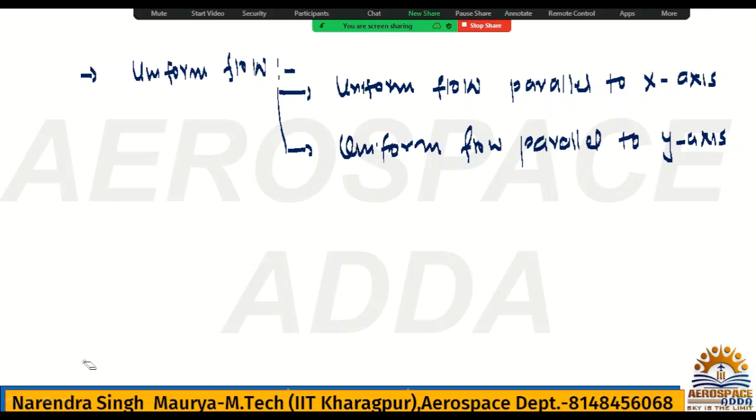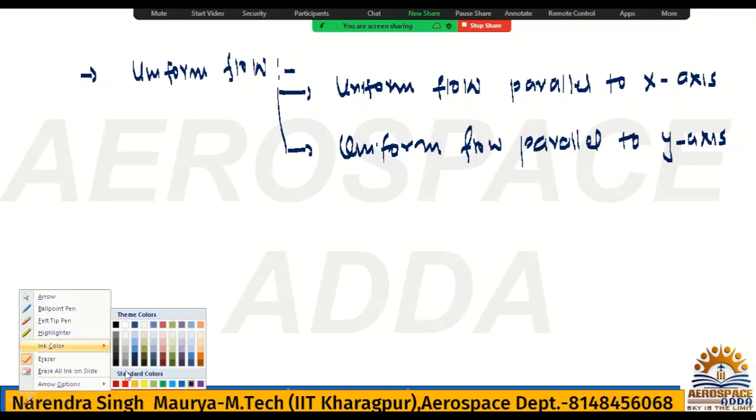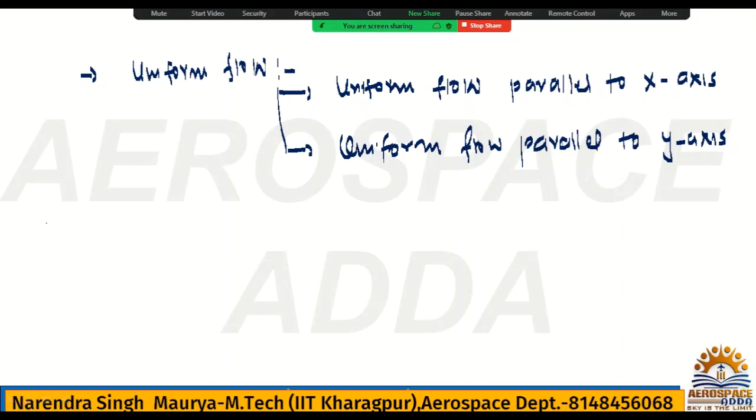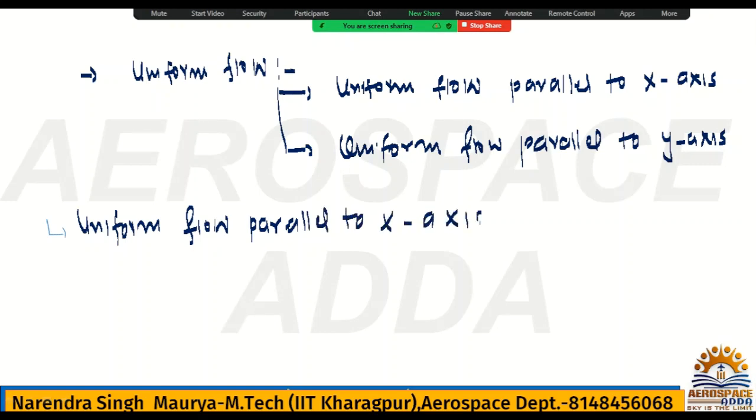That you have seen. That is the definition actually. Yes or no? Now, uniform flow. First we are going to talk about uniform flow parallel to x-axis. Number one, we are going to discuss uniform flow parallel to x-axis. So how will you define it?